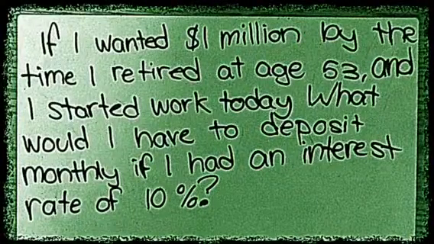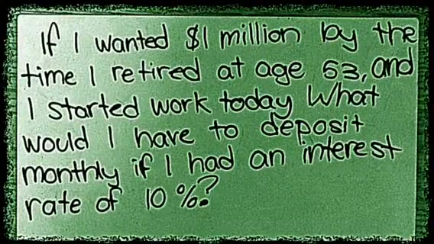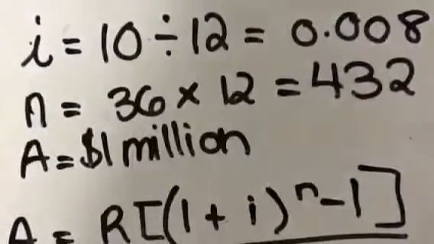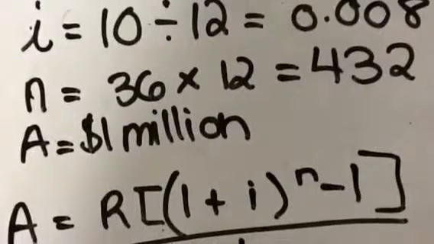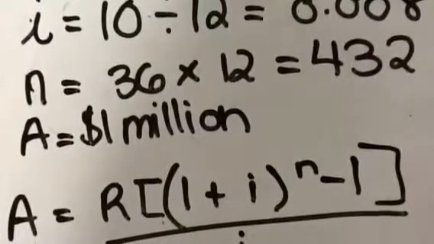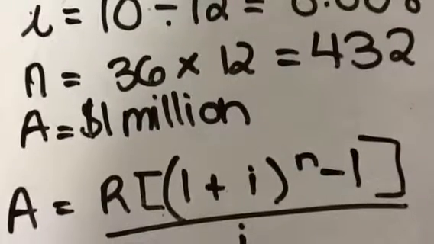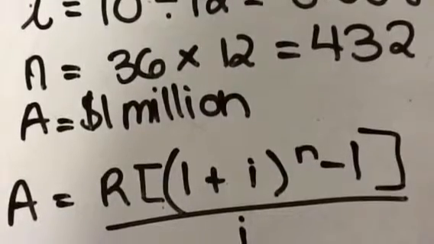If I wanted $1 million by the time I retired at the age of 53 and I started work today, what would I have to deposit monthly if I had an interest rate of 10%? I will equal 0.008, N will equal 432, A will equal 1 million.